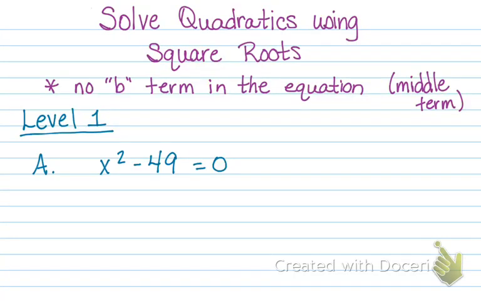We're going to talk about solving quadratics using square roots. This works the best when there is no b term or middle term. So that's the first thing you need to look for. Is there a b term, or just something with just an x, not an x squared?